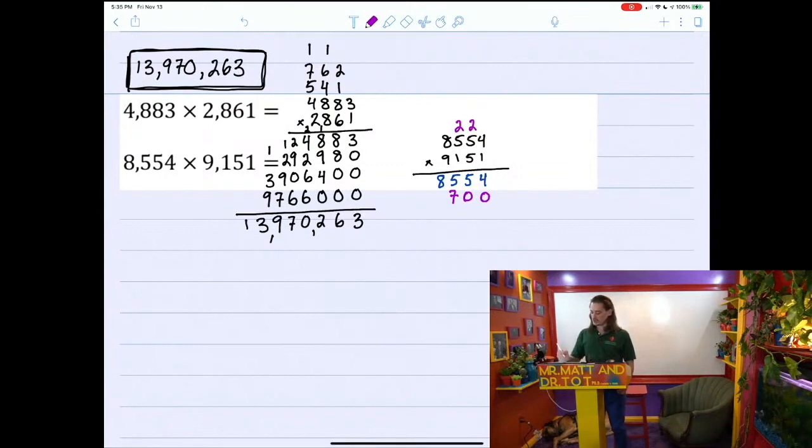Moving on to the hundreds place, now we're going to have 2 placeholders of 0. 1 times 4 is 4. 1 times 5 is 5. 1 times 5 is 5. And 1 times 8 is 8. And lastly, we have the thousands place, so we need 3 zeros as placeholders in the last line.